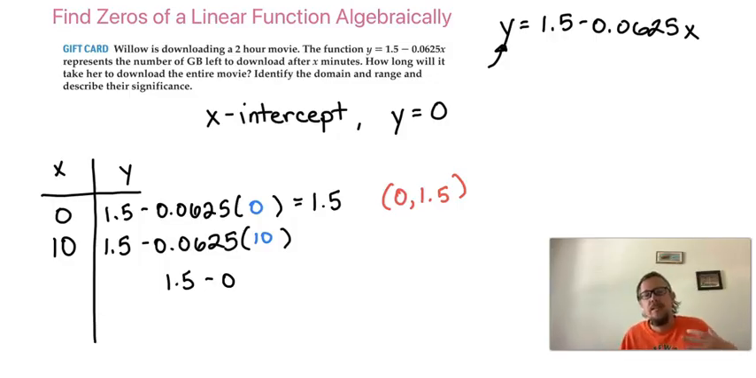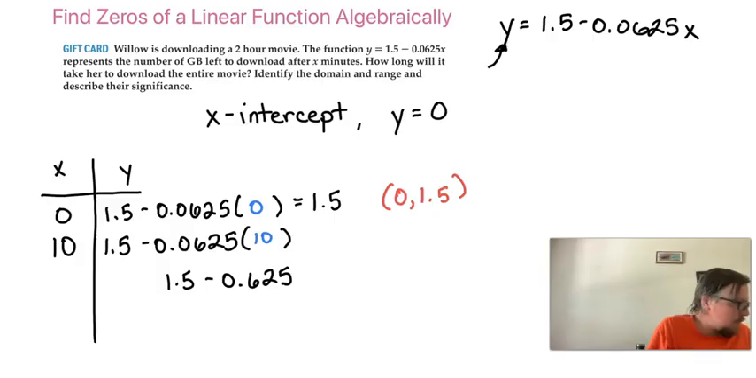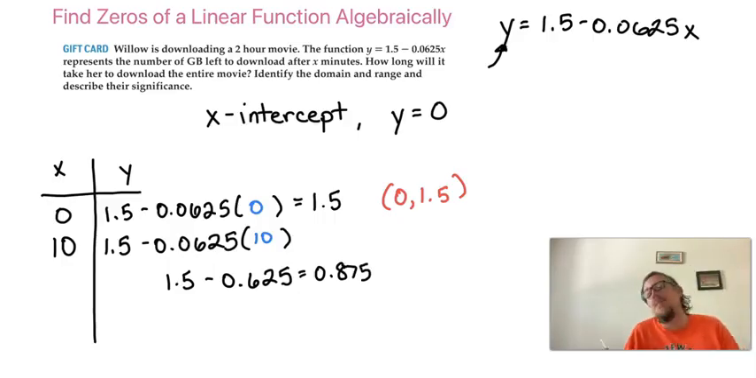So our 0.0625, we just slide the decimal one place over, and instead of 0.0625, it's just going to be 0.625. So we're going to do 1.5 minus 0.625, which I solved before I started recording, and got 0.875. So this coordinate is not my favorite in the world: (10, 0.875). I do not love this coordinate, but it's okay. We can work with it.